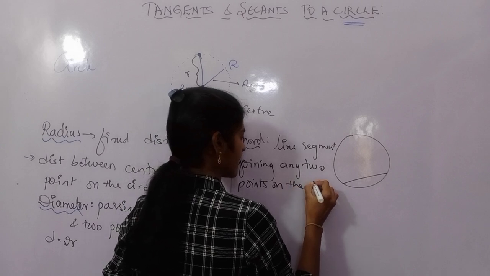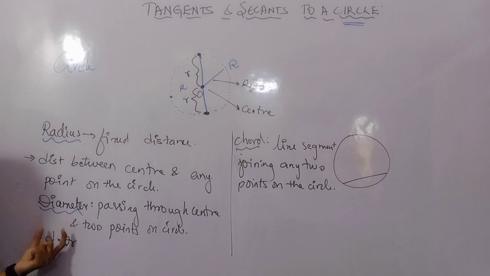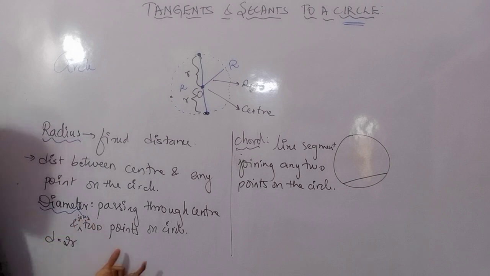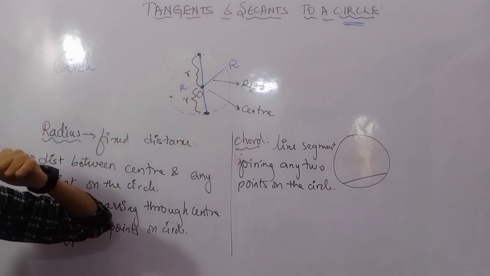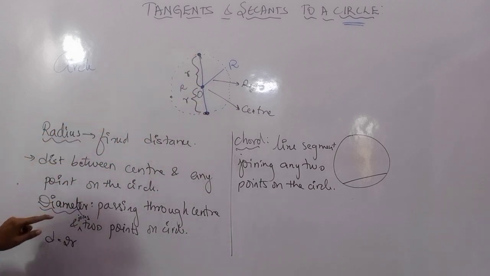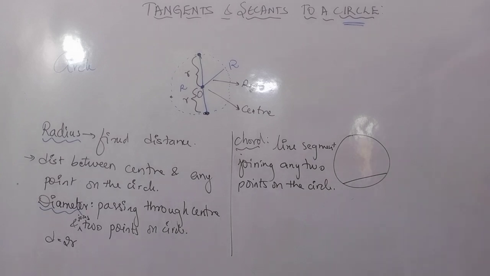Now have a look at the diameter definition. We said the diameter passes through the center and joins any 2 points on the circle. So diameter is also joining any 2 points on the circle. It is also a line segment. It is joining any 2 points on the circle. Can I say diameter is also a chord? See, diameter is also a chord, and on a circle you can have a number of chords.